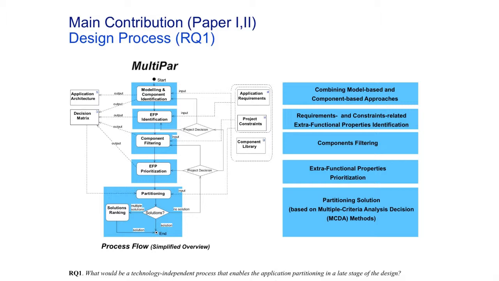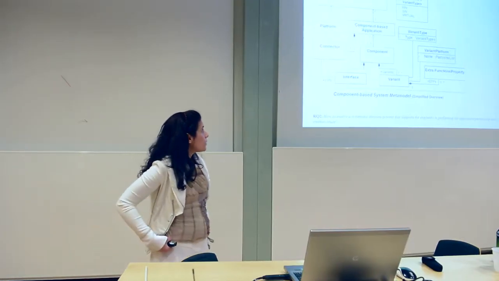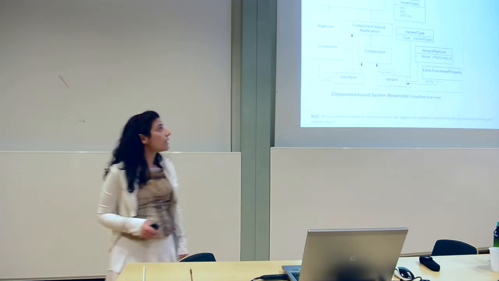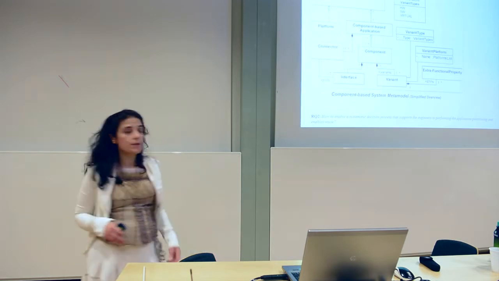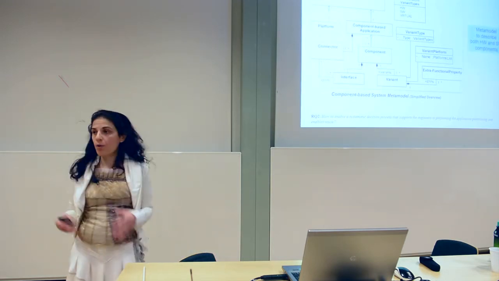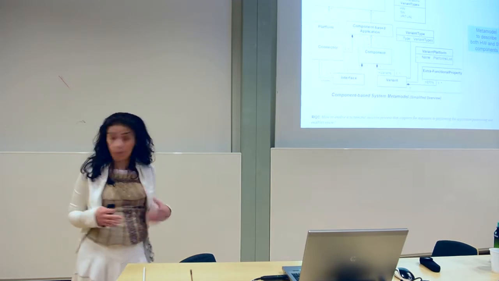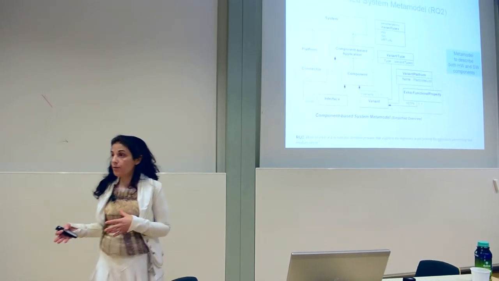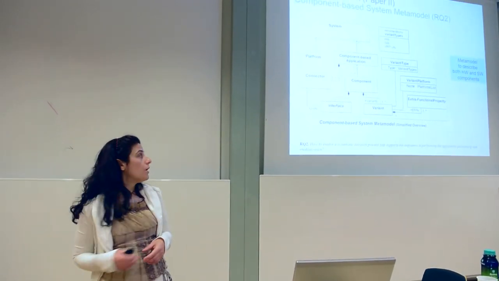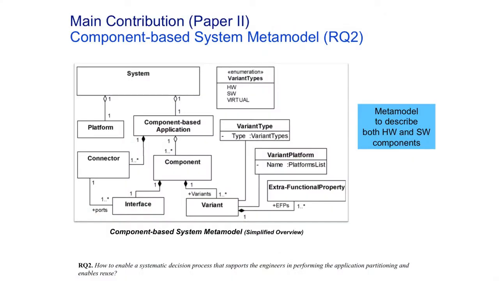The second contribution, which is related to the second question, is how to enable a decision process that supports the designer. To answer this question, we have developed a Metamodel. We have designed a component-based Metamodel which is able to capture both hardware and software components in a uniform way. As I mentioned before, for each component we might have different variants, which might be hardware or software. So this model is able to capture all of the aspects of hardware and software at once.